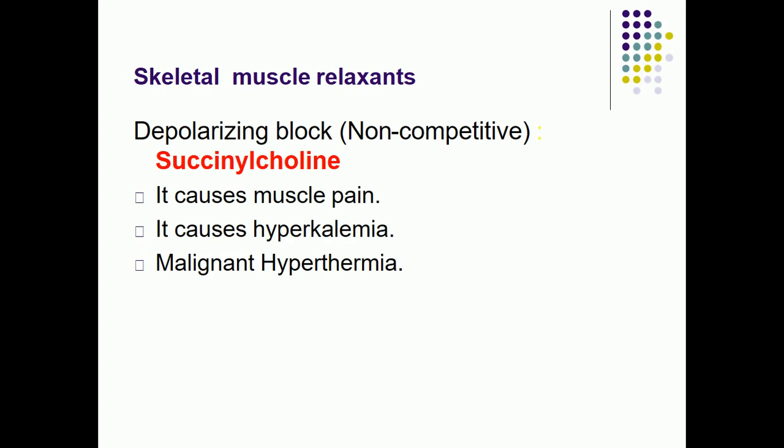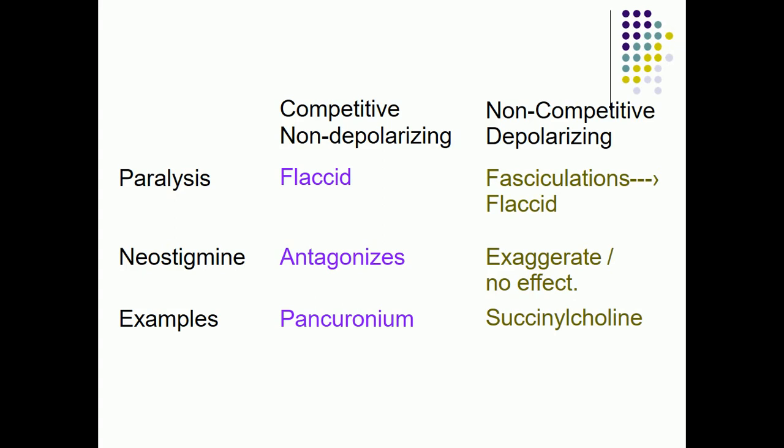Skeletal muscle relaxants that are depolarizing blockers, non-competitive: Succinylcholine causes muscle pain. It also causes hyperkalemia, and malignant hyperthermia may occur. Now these are the agents. One is competitive non-depolarizing and the second one is non-competitive depolarizing agent.